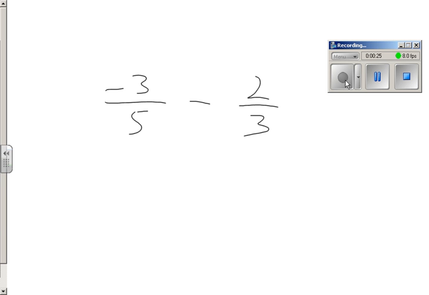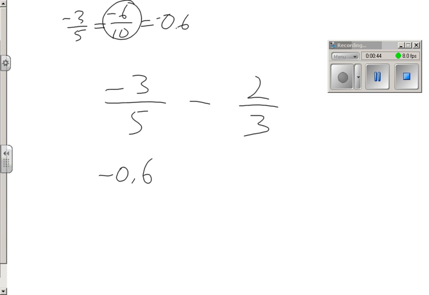So it is a negative 3/5. We're thinking about it, you might want to think of it as a decimal. So if you think, what is, let me get my marker, 3/5 as an equivalent fraction, instead of 5, it's 10, so 6. So we have negative 3/5 equals negative 6/10. So really, if we were to change it to a decimal, I could look at negative 3/5 in its decimal form as being negative 6/10, take away 2/3, which is 0.6 repeating.